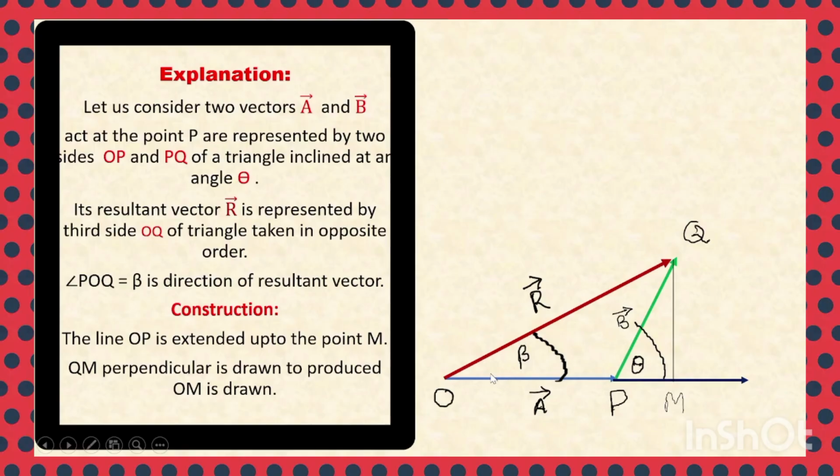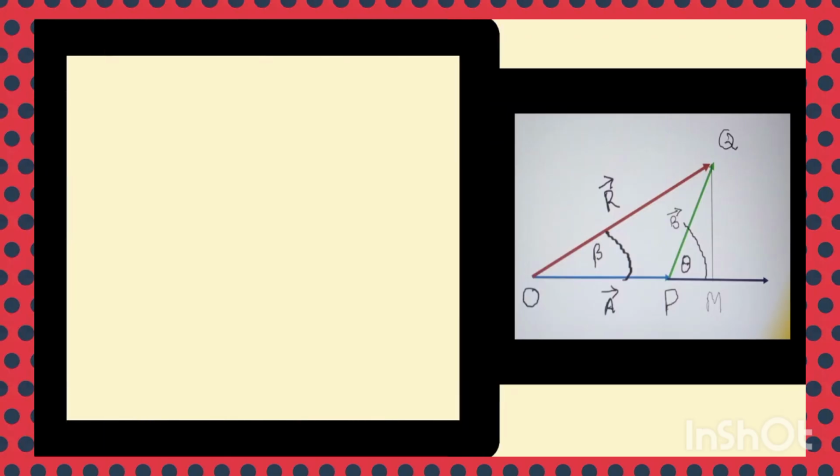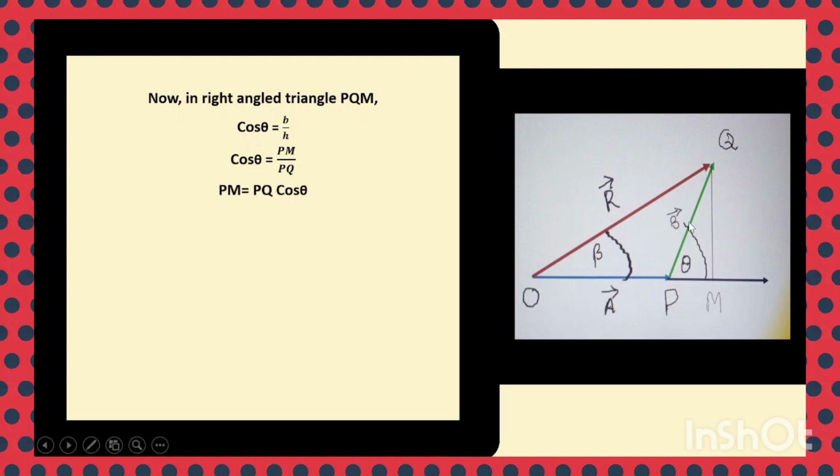Here is the construction, a small geometrical process. OP has been extended up to M, and QM is drawn perpendicular to the extended OP, right? Now dear student, you see in the right angle triangle PQM, cos theta is equal to base by hypotenuse, which is PM by PQ, and PM is equal to PQ cos theta. Because PQ is the magnitude of vector B, in place of PQ you can write B, so PM is equal to B cos theta.